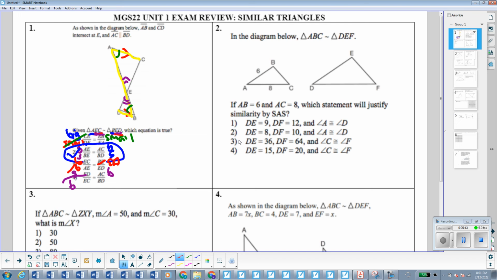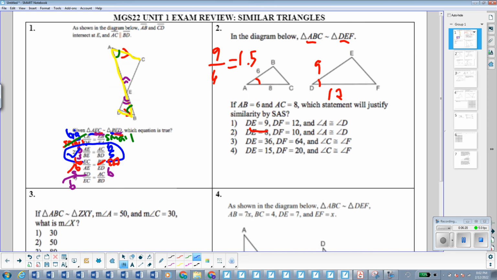So the first situation says, imagine that DE is 9 and that DF is 12 and that angle A is congruent to angle D. I see the congruent angle in between the two sides that we have information about, but in order for SAS to hold, the corresponding sides do need to be proportional. So AB, first and second letter, corresponds to DE. So I'm going to find the scale factor of these corresponding sides. I'm just going to take 9 over 6. On my calculator, that is 1.5.